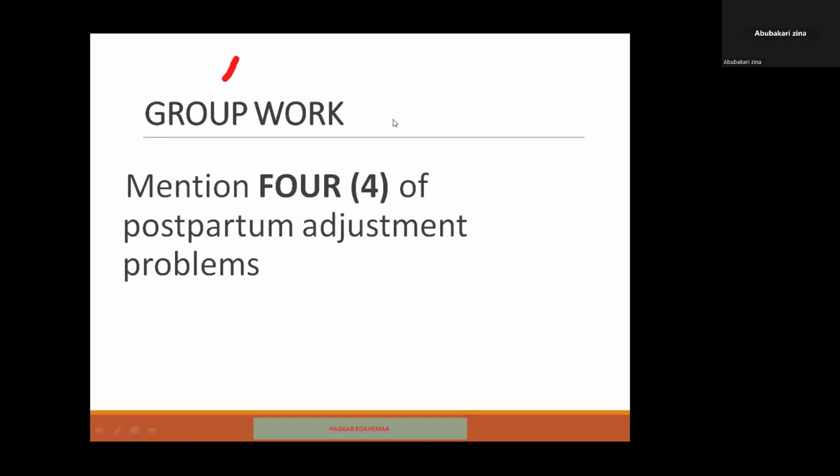I think now we were having a group work which we are discussing now. Mention 4 problems. Postpartum adjustment problems. So this is what we are all sharing. And remember, each of the stages, my concern is you, the wife, you have a responsibility to do. So let me call the last person.